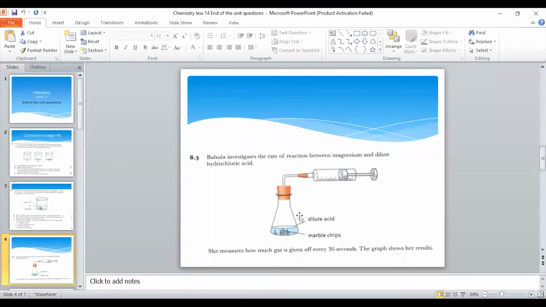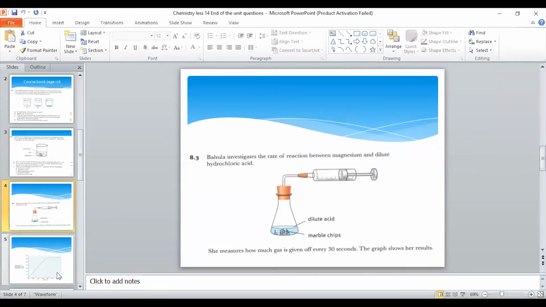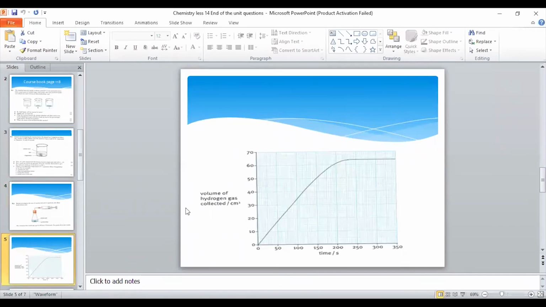It means that this reaction produces a gas, right? And I am going to collect it. So she measures how much gas is given off every 30 seconds. The graph shows her results. So I will have the volume of hydrogen gas collected and the time taken, every 30 seconds. And this is the graph, okay?